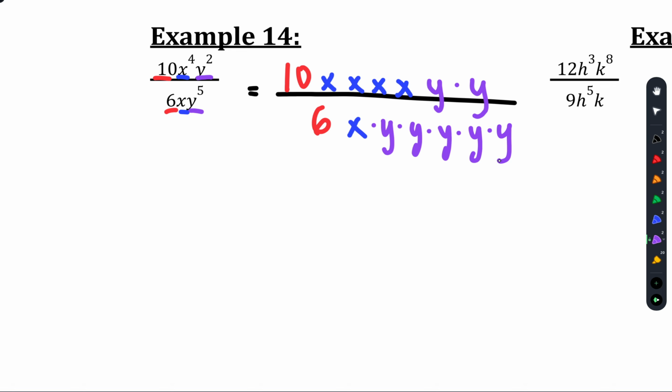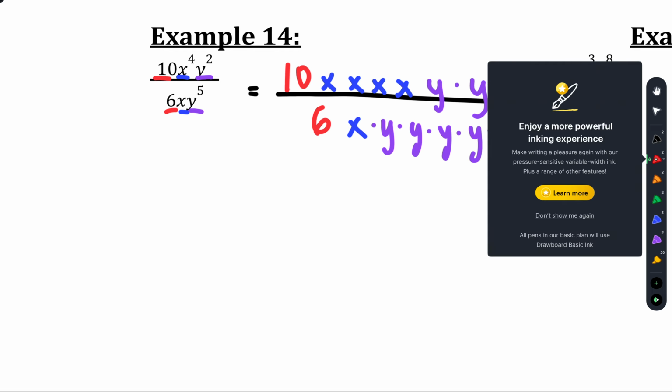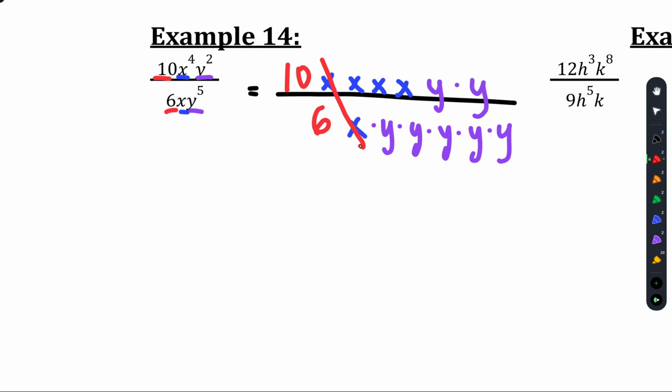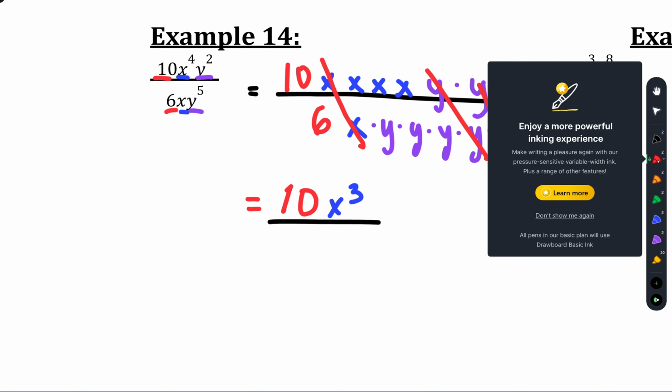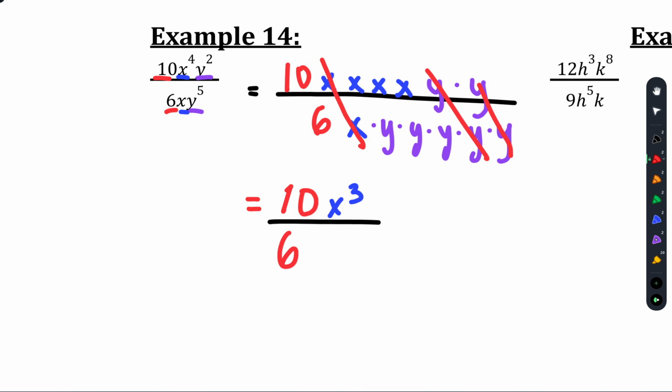Just like I did before, if I have 1 in the top and 1 in the bottom, they can cancel out. So I know that I have an x in the bottom and an x in the top that can cancel. And I have a y in the top and a y in the bottom, a y in the top and a y in the bottom. So what's left up at the top? There's 3 x's, so there's a 10, and then x to the 3rd. And then what's left in the bottom? A 6, and how many? 3 y's, so y to the 3rd.